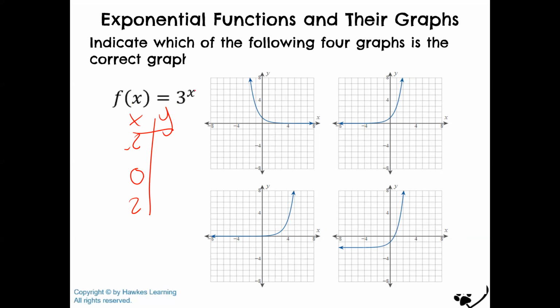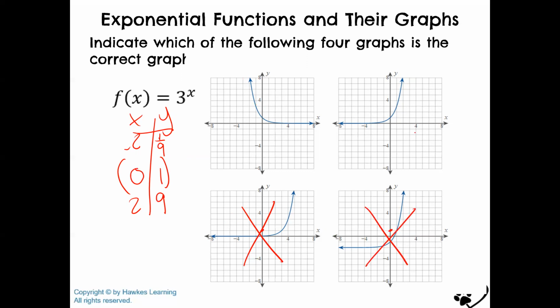So 3 to the -2nd would be 1/9. 3 to the 0 power is 1, and 3 squared is 9. So I'm looking for -2, 1/9, 0, 1. So this point right here can help me eliminate this one because it doesn't go through 0, 1. 0, 1 is right here, so this one is out.